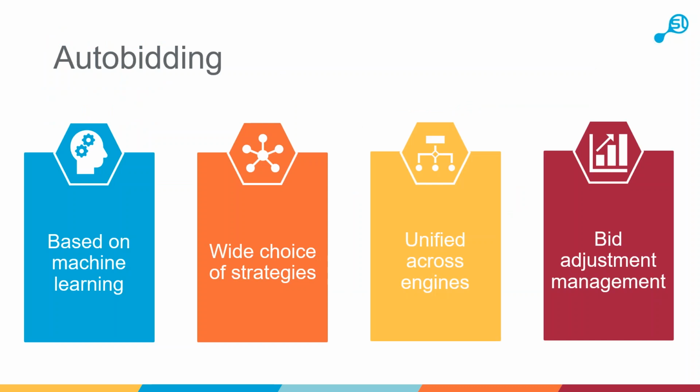So for auto bidding in search ads, we mentioned machine learning. There's a wide choice of strategies available in search ads, unified across all engines, again, so no engines get forgotten or lost. Everything gets a bid strategy applied. And bid adjustment management. We mentioned some accounts can be huge and have many different engines, so having them unified across and all the bid strategies applied really helps with just the day-to-day management and efficiency.